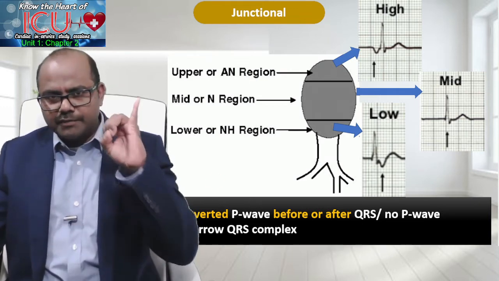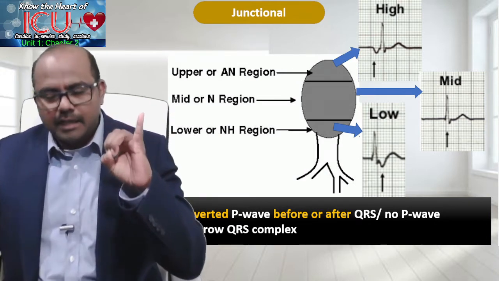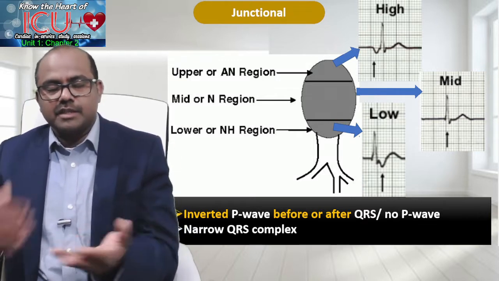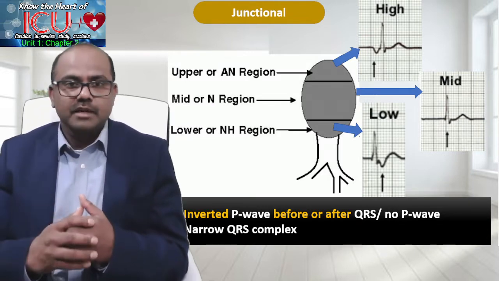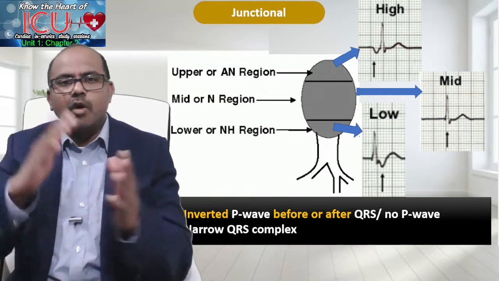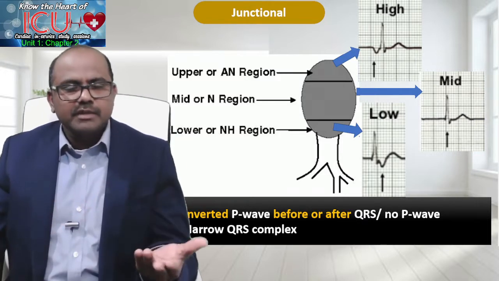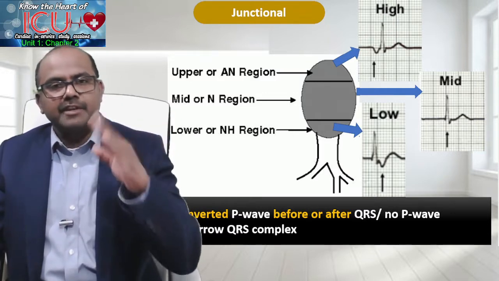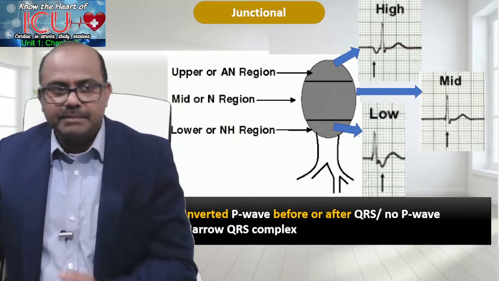So we know how to identify an SA node impulse: smooth P wave, and inverted P wave only in lead aVR. And how do we differentiate between SA node and atrial rhythms? In the atrial rhythm, the P wave is oddly shaped, kind of awkward, and you can have inverted P waves in multiple leads. And in junctional rhythm, based on the area of the AV node producing the impulse, there may be an inverted P wave before QRS or after QRS, or sometimes there may not be any P wave at all.